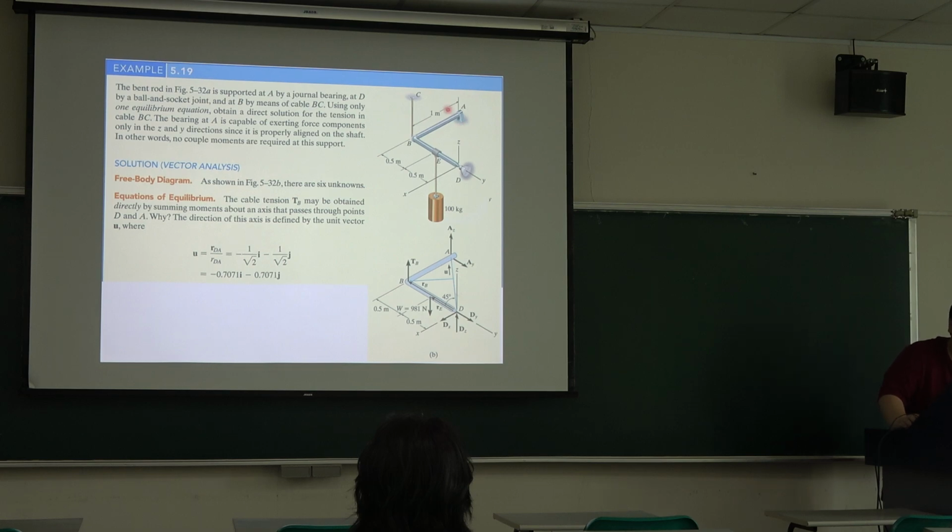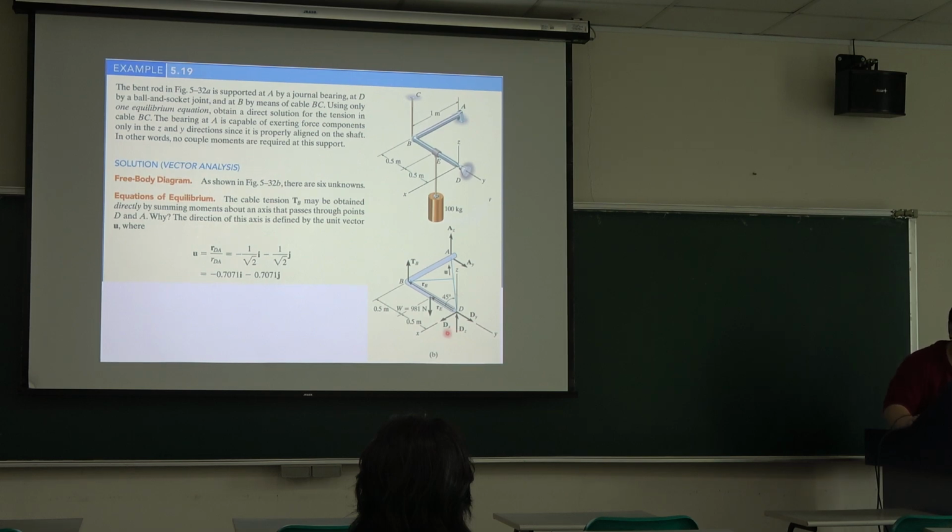Okay, so in this example, in this object, we don't have the moment, and at the point A, we have two direction reactions, and at the point B, we have one tension reaction. At the point D, we use a ball and socket joint, so we have three direction reactions.